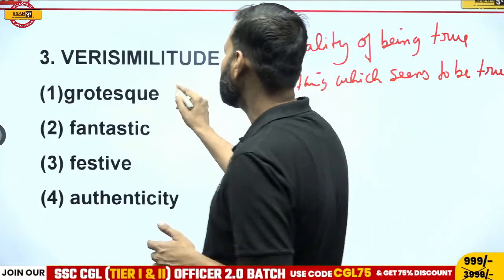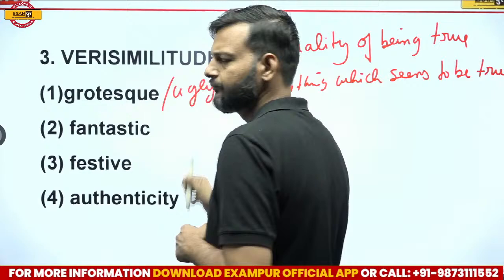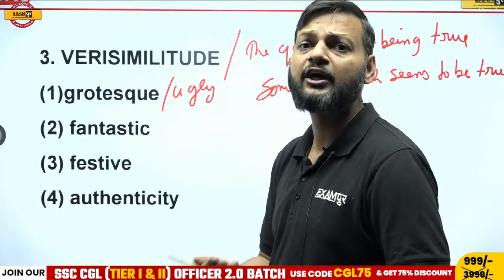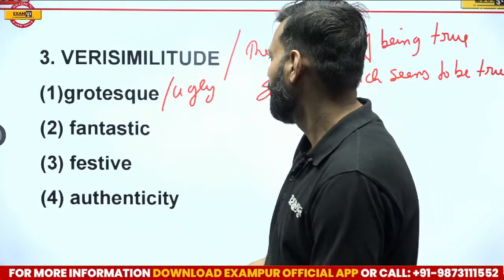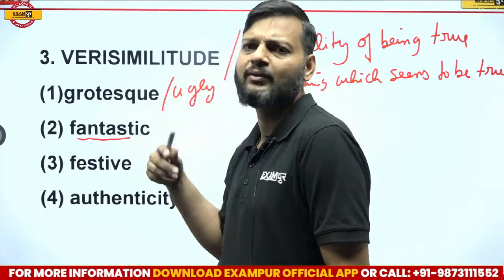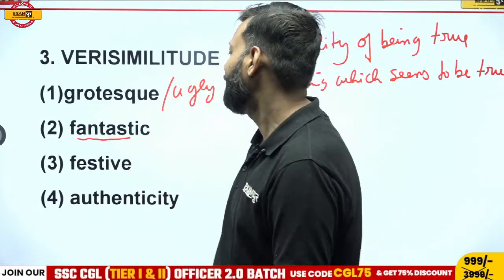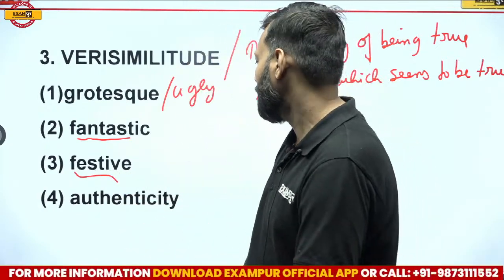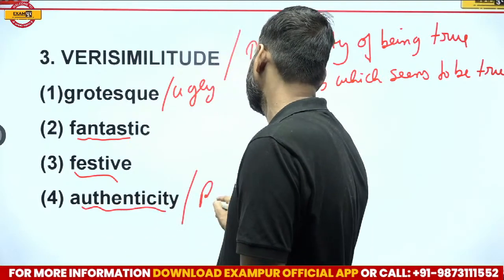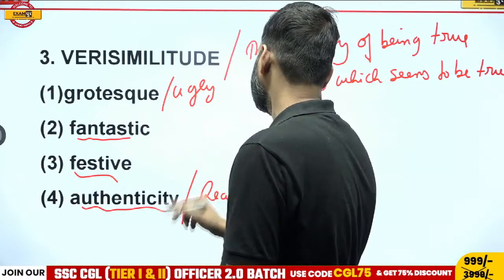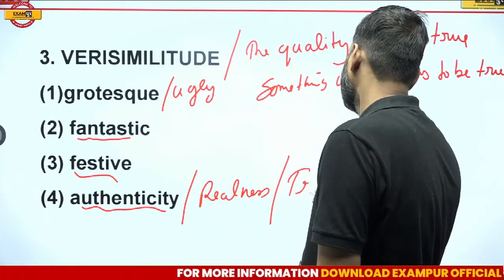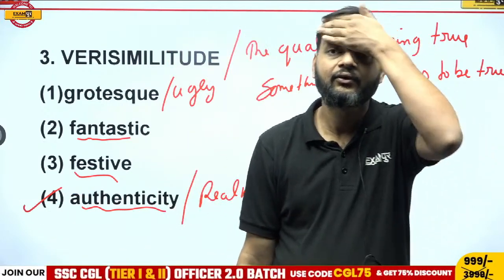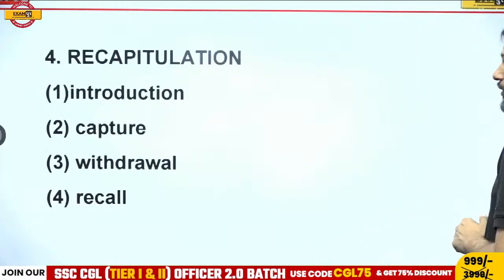Now, grotesque means ugly, distorted, disfigured. And fantastic is a very common word. You all must know the meaning of fantastic. Festive means celebration, festival. And authenticity means realness, truth. So here the answer is authenticity. Now the next word.